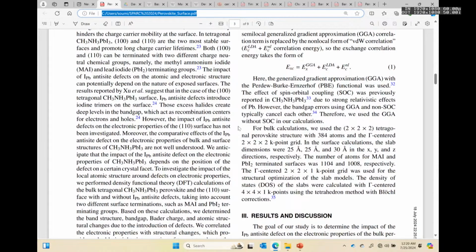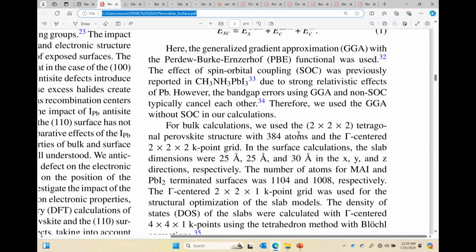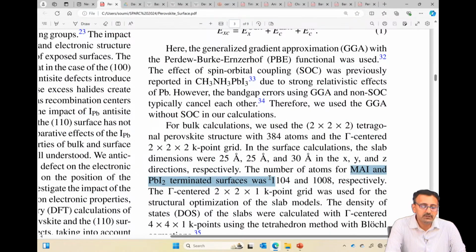For the bulk calculations, we used a 2 by 2 by 2 tetragonal perovskite structure with 384 atoms. And the MAI and lead iodide terminated surfaces were 1104 and 1008 atoms. So these are pretty big systems at the DFT level. We ran these on a cluster at Idaho National Lab, and it took quite a while to converge. We are talking about weeks. So, yeah, these are pretty intensive calculations.